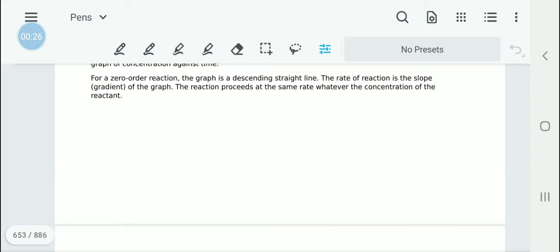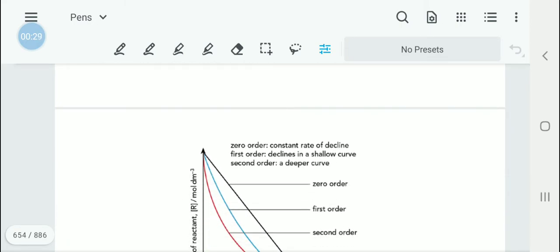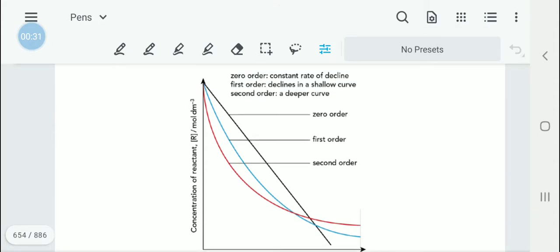For the zero order, it would be a constant rate of decline. So that means it is going to be a straight line with a downward slope. Then if you take the first order and second order, however, there would be a curve. These two curves are going to be quite similar. However, the first order would be a shallow curve. Second order would be a deeper curve.